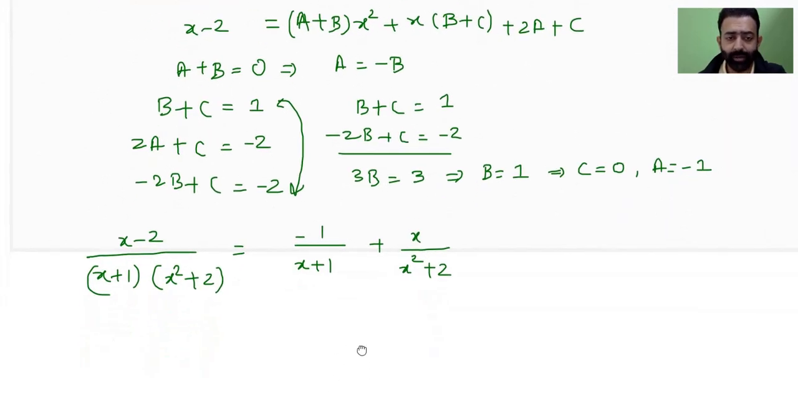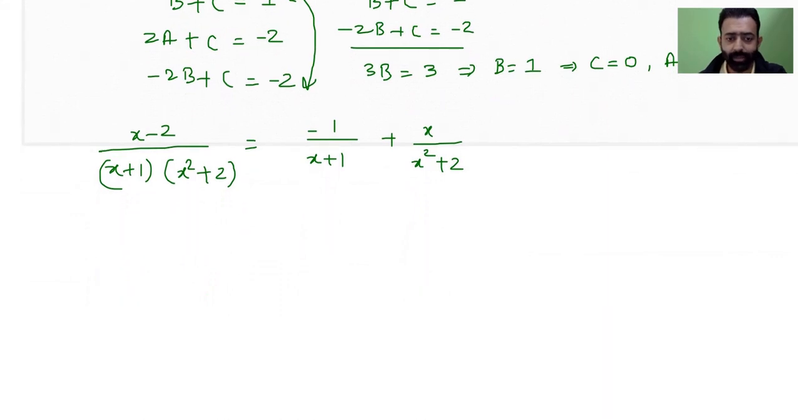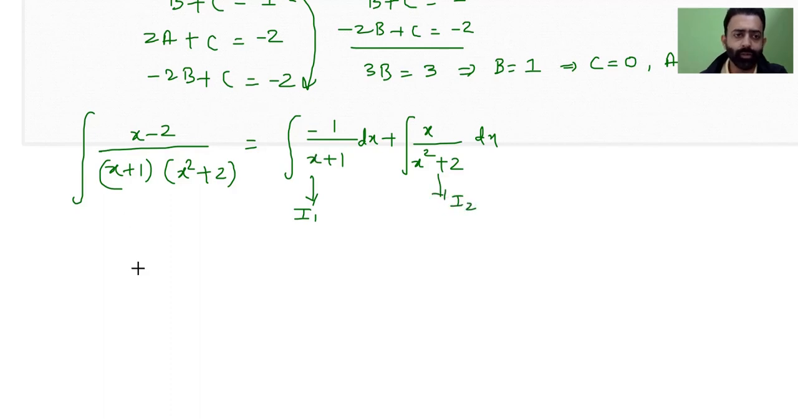Now I was saying before starting this example that you have to integrate this. That means you have to integrate this with respect to dx. This is my integral number 1. This is my integral number 2. Right, so let us calculate integral number 1, which is 1 upon x plus 1. So it is simply minus ln of x plus 1. I'm including the sign here, right?